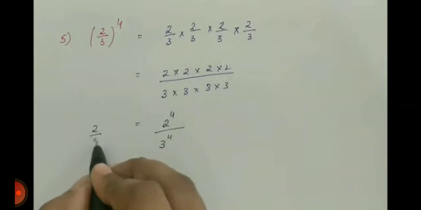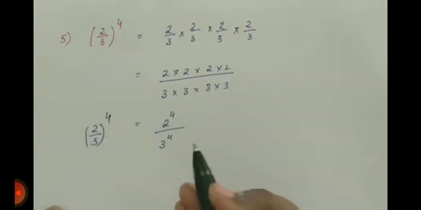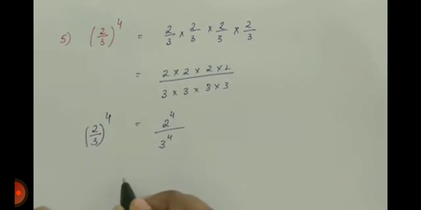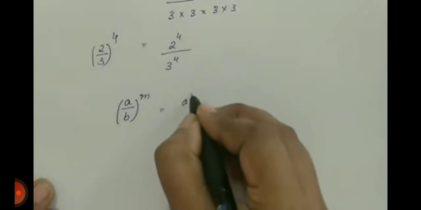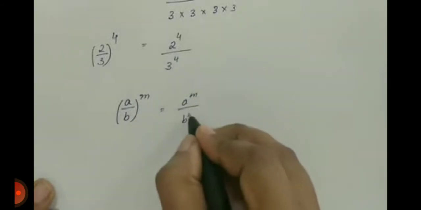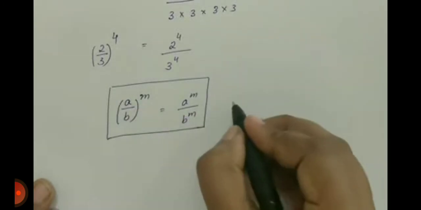Therefore, 2 by 3 whole power 4 equals 2 to the power of 4 divided by 3 to the power of 4. In general we can write it as a by b whole to the power of m equals a to the power of m divided by b to the power of m. It is also called the expanded power rule.